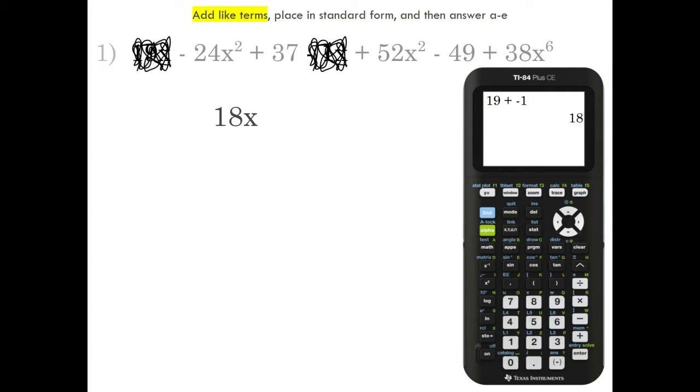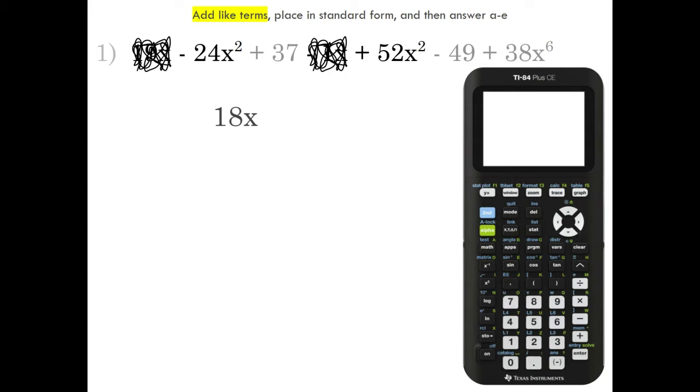Then I would cross out both of these terms, and when I cross out the term, I get the sign in front. I cross that out. It just makes it easier to go about this problem. You then move on to the next term. That is the negative 24x squared. And what other term here has the same variable with the same exponent? And that is the positive 52x squared.